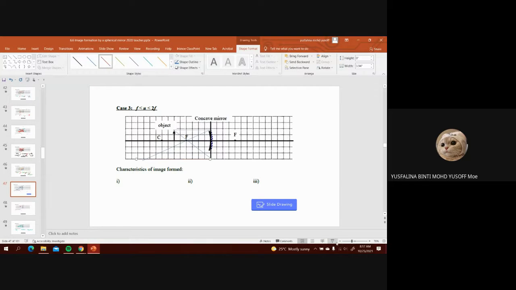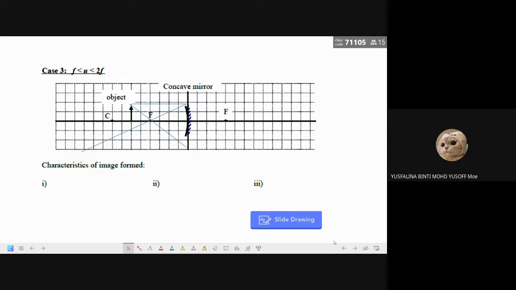The diagram here, what's the characteristic of the image? So the image is here, right? Now it's still real, inverted, and is magnified.